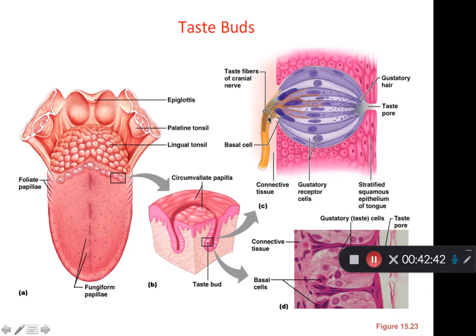Linked with the cranial nerve. So once the gustatory receptor generates the impulse of the taste, this impulse can traverse through the cranial nerve to the brain, to let the brain know that we have the taste in our mouth.